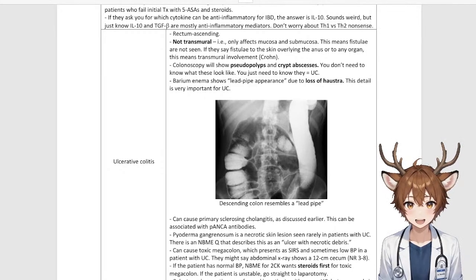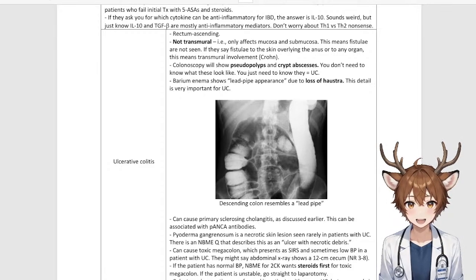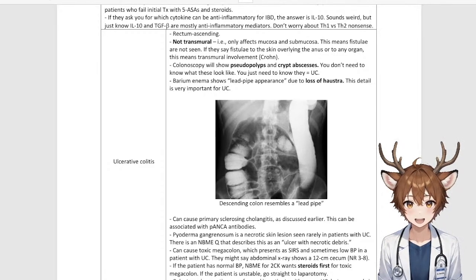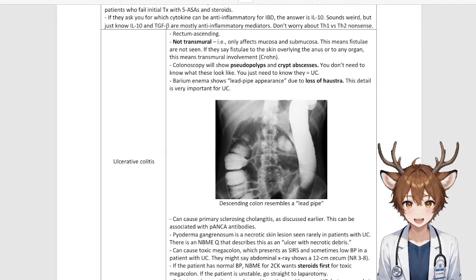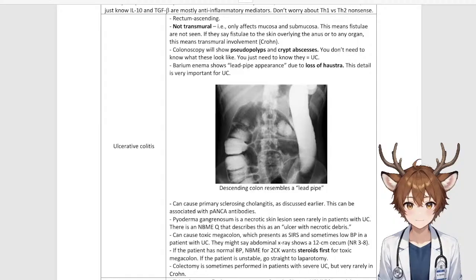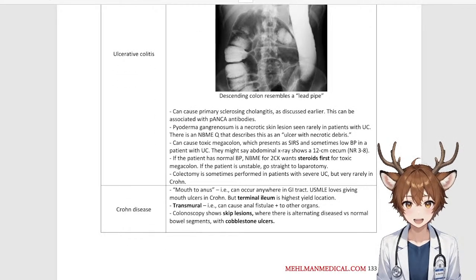You don't need to know what they look like. You just need to know they are ulcerative colitis. Barium enema shows a lead pipe appearance due to the loss of haustra. This detail is very important for ulcerative colitis. So here the descending colon resembles a lead pipe. It can cause primary sclerosing cholangitis, as discussed earlier.